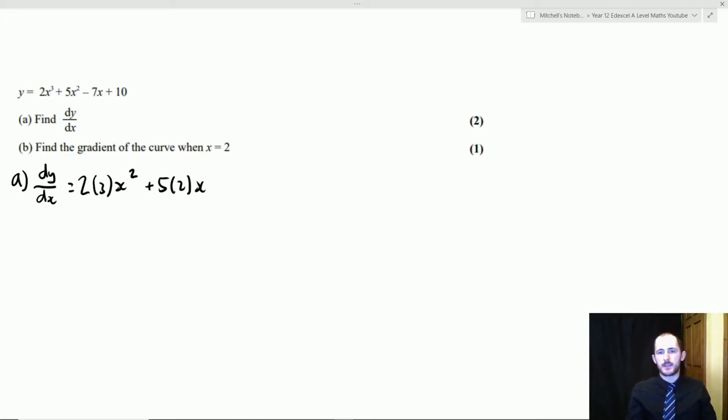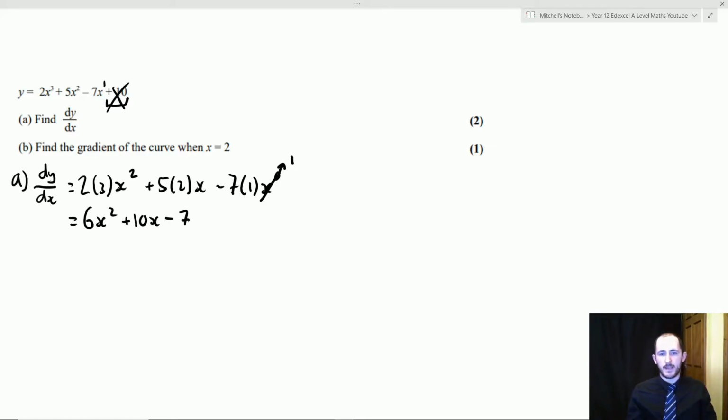Now what happens when there's an x, but it's brought to the forward? Well, this is basically 7x to the 1. And now it becomes 7 × 1 x to the 0. But anything to the power of 0 is just going to equal 1, so we can kind of ignore it. Now with constants, they just go to 0. So now if we simplify this, we have 6x squared plus 10x minus 7.